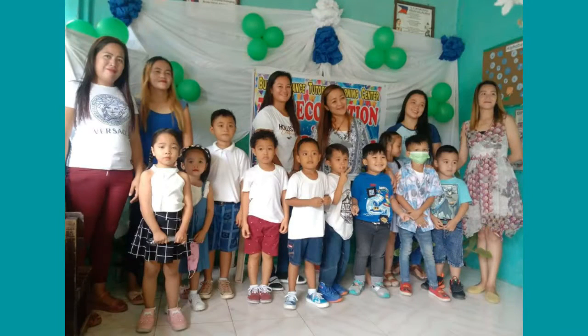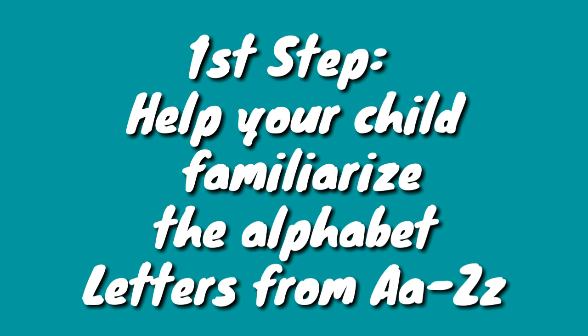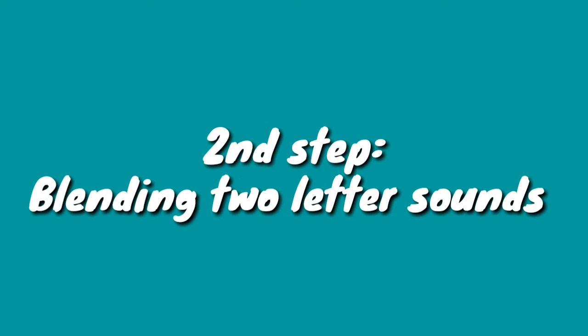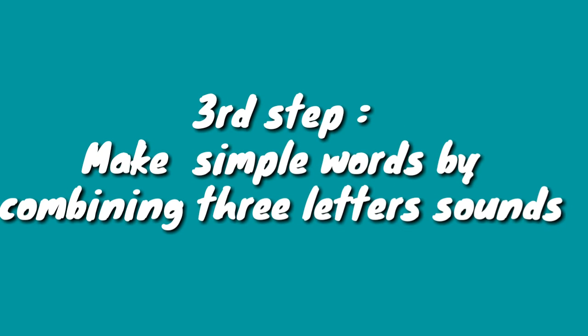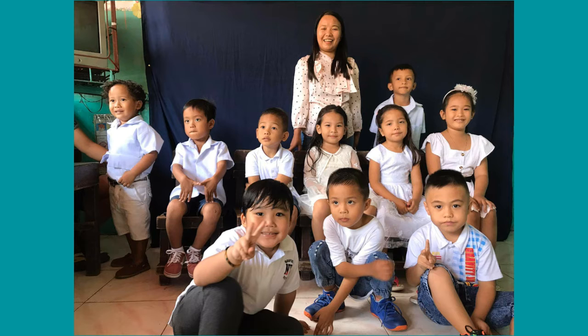Alright, how to make a child read. First step, help your child familiarize the letter sounds of the alphabet from A to Z. Second step, when they are able to identify each letter sound, try to blend the two sounds. Third step, make a simple word by combining three letters by saying its sound to your child.